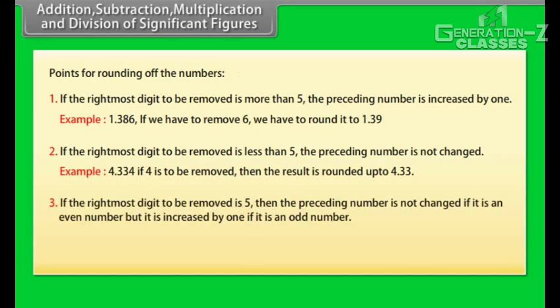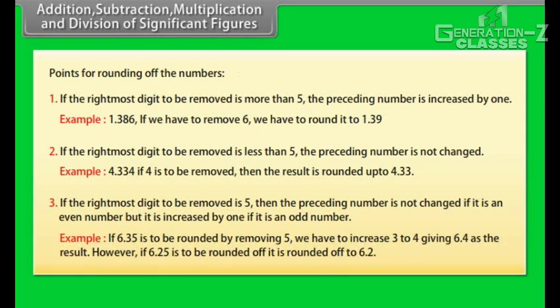3. If the rightmost digit to be removed is 5, then the preceding number is not changed if it is an even number, but it is increased by 1 if it is an odd number. Example: if 6.35 is to be rounded by removing 5, we have to increase 3 to 4, giving 6.4 as the result. However, if 6.25 is to be rounded off, it is rounded off to 6.2.